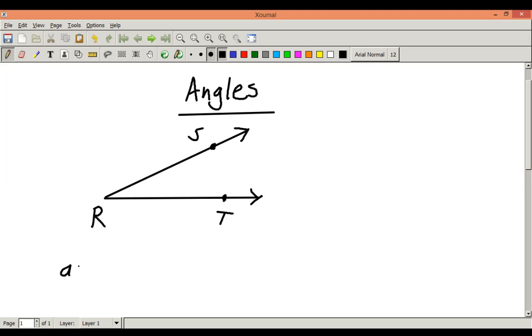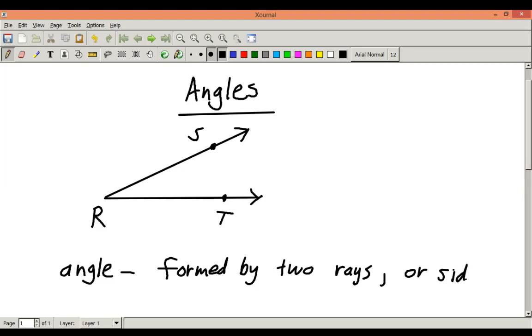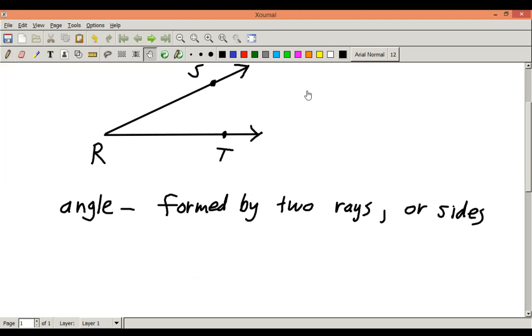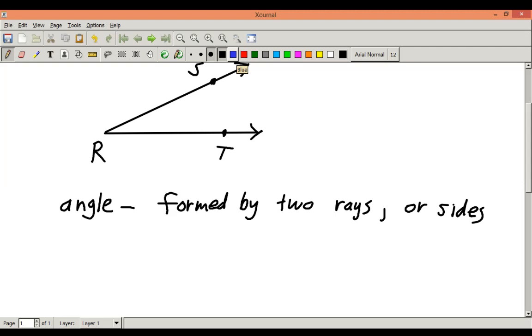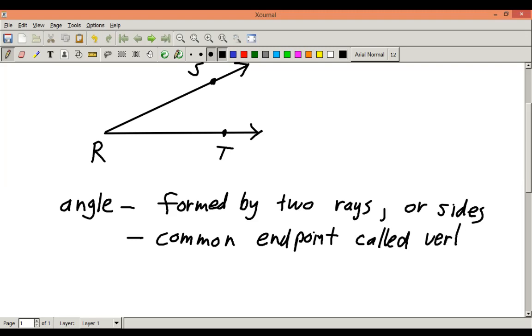Okay, so here's a definition of an angle. An angle is a figure formed by two rays. You can also call them sides of the angle. And they have a common vertex. The two rays have a common vertex, or a common endpoint called the vertex, I should say. Those two rays have a common endpoint called the vertex.